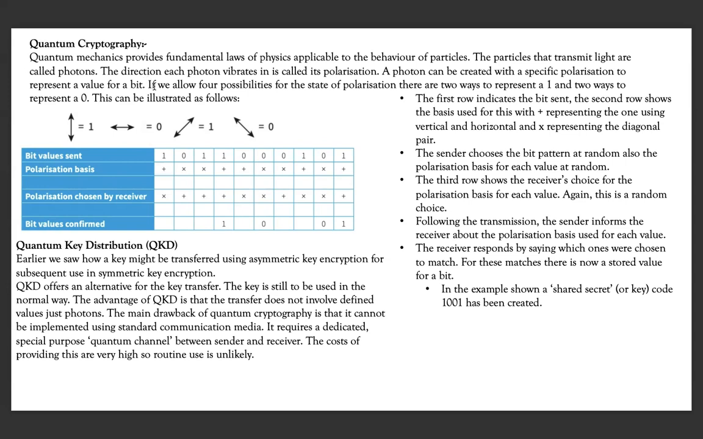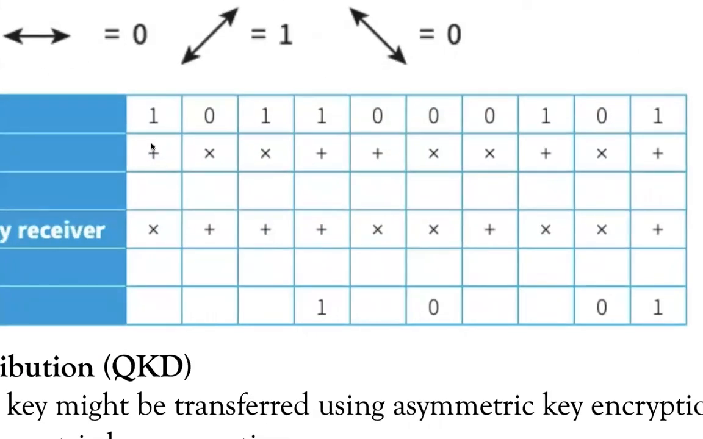If we allow for 4 possibilities for the state of polarization, there are 2 ways to represent 1 and 2 ways to represent 0. This vertical polarization can be used for representing 1, and this horizontal one can be used for representing 0. Whereas this diagonal direction can be used to represent 1, and this other diagonal direction can be used to represent 0. Collectively, when the vertical and horizontal directions are combined, they form this plus shape.